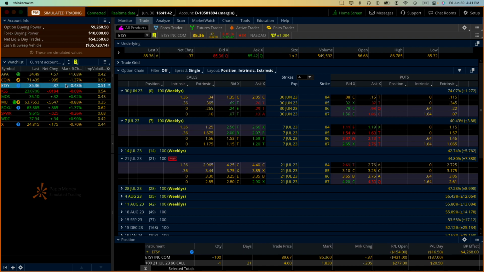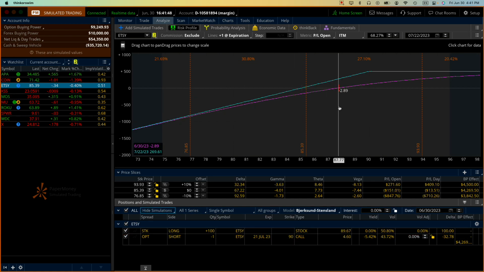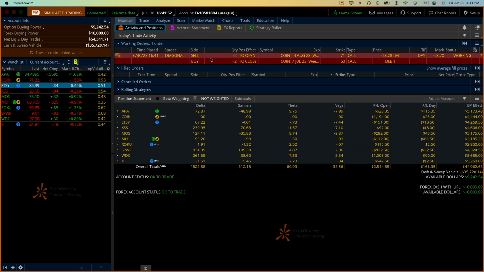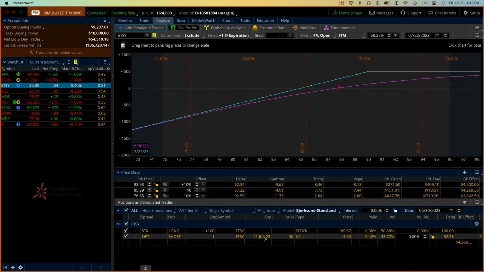Let's move on to Etsy, and all I have to do here is hide all simulations so we can see where we are right here. And we already made a trade on this, I think. Yeah, we have two trades, so you can see the original trade and the rollover. But in any case, I'm not going to do anything with it. I'm just going to, yeah, let's copy it.